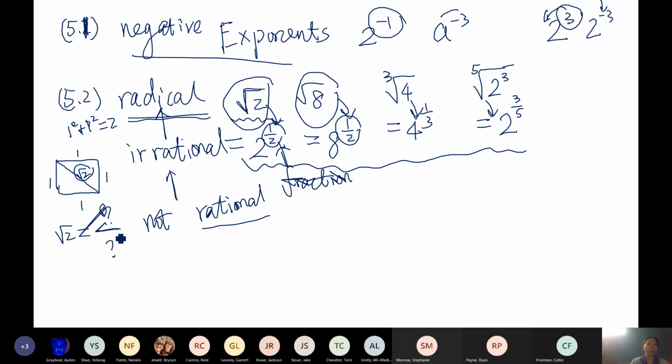This can be proved in high-level math. Actually, I'm teaching a high-level math course called discrete mathematics, and the students will learn how to prove that you cannot write the square root of 2 as a fraction. But for this class, you don't need to know the proof. You will just know that the square root of 2 is not a fraction. So that's why they called it irrational, or they called it radical.